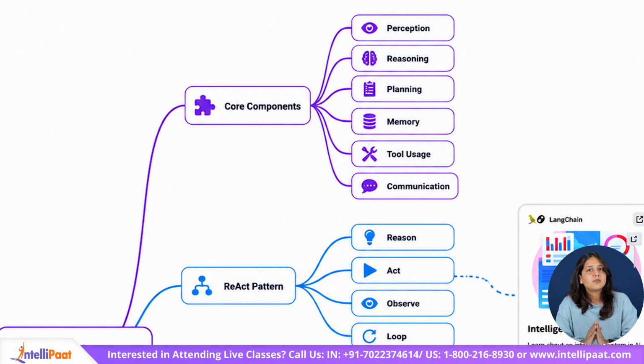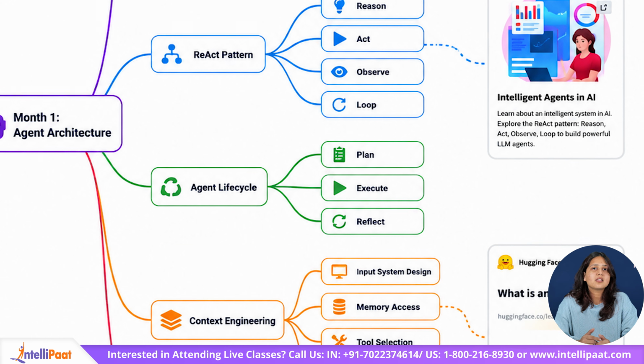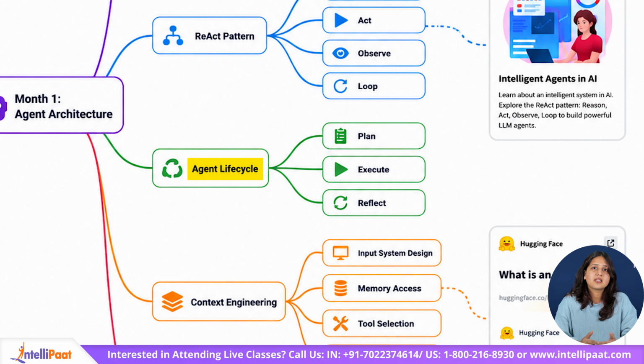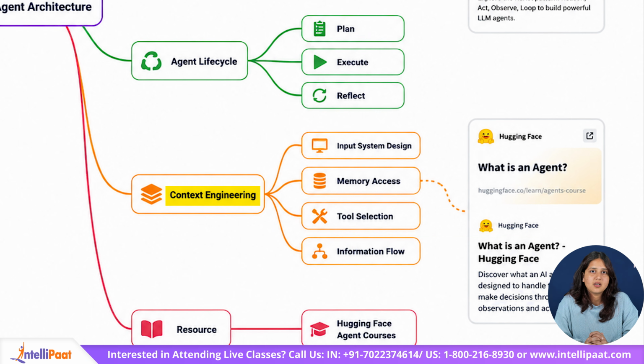This brings you to one of the most important concepts, that is the ReAct pattern. This is where the agent reasons, acts, observes, and then continues the loop. You'll also understand the agent life cycle, that is plan, execute, and reflect. This is what makes an agent dynamic instead of static. And this is also where you begin learning something extremely important, that is context engineering. Because better context means better outputs.